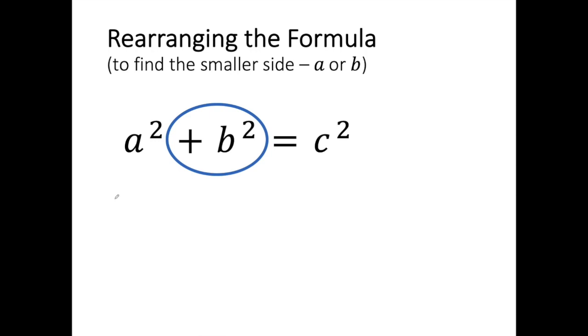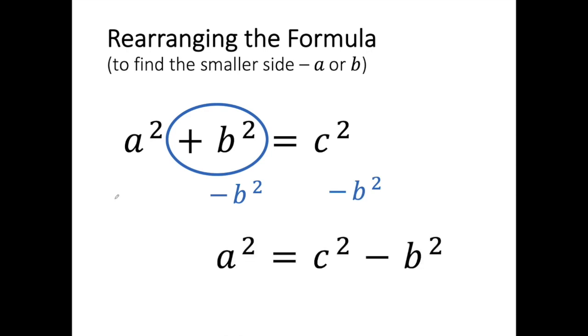And we do that by doing the opposite. At the moment we are adding B squared, so the opposite of adding B squared is subtracting B squared. And I need to do that to both sides. So A squared is equal to C squared minus B squared. So this is the formula now that we use when we are finding a non-hypotenuse side, when we're finding one of the smaller sides.